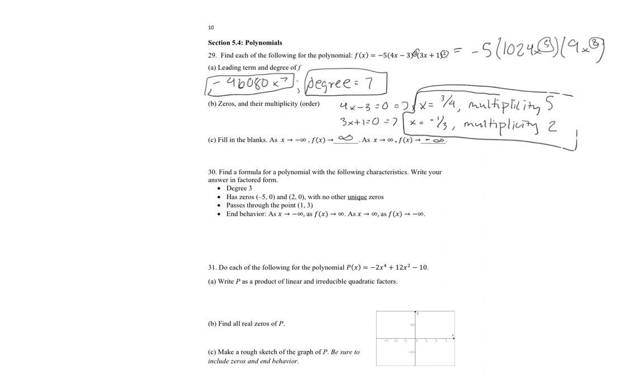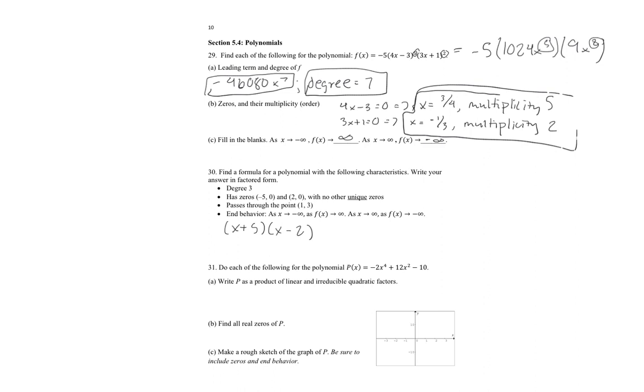It also has to pass through the point (1, 3) and have an end behavior of: as x goes to negative infinity, f of x goes to infinity, and as x goes to infinity, f of x goes to negative infinity. Let's start with one of the most important things, the degree and its zeros. It has to have a degree of 3, with zeros -5 and 2. So our function is going to start to look like it has an x plus 5, multiplied by an x minus 2.